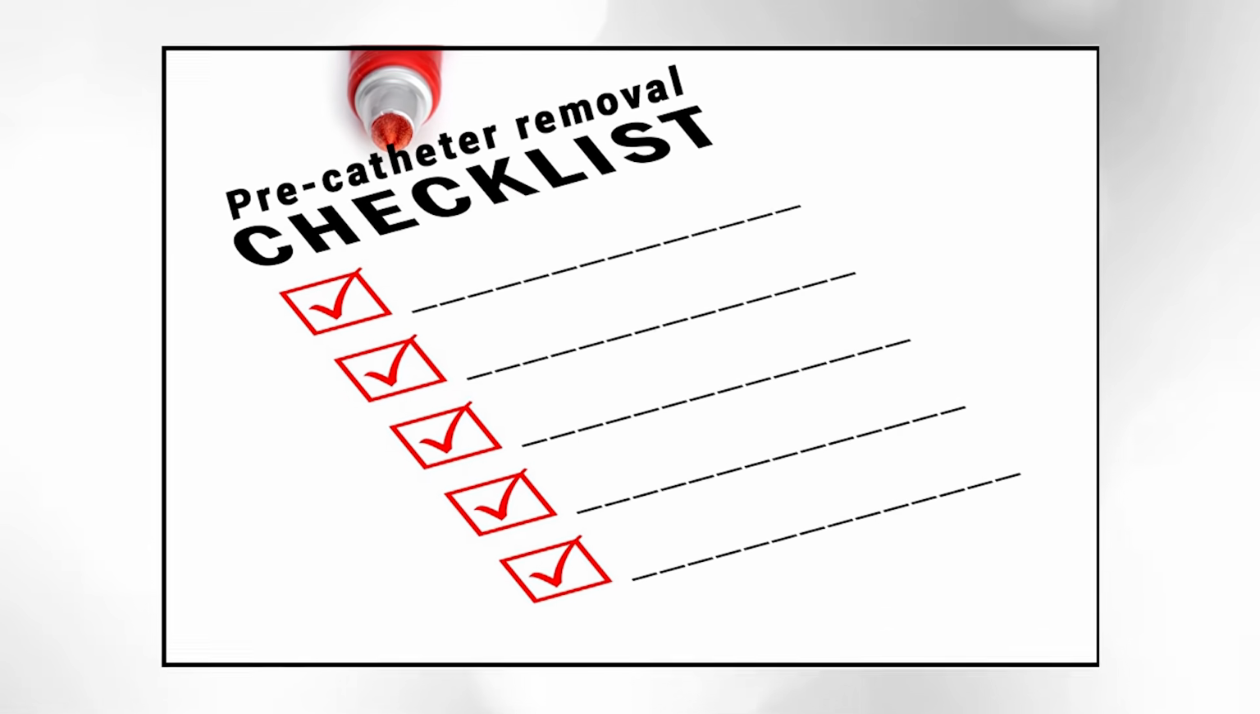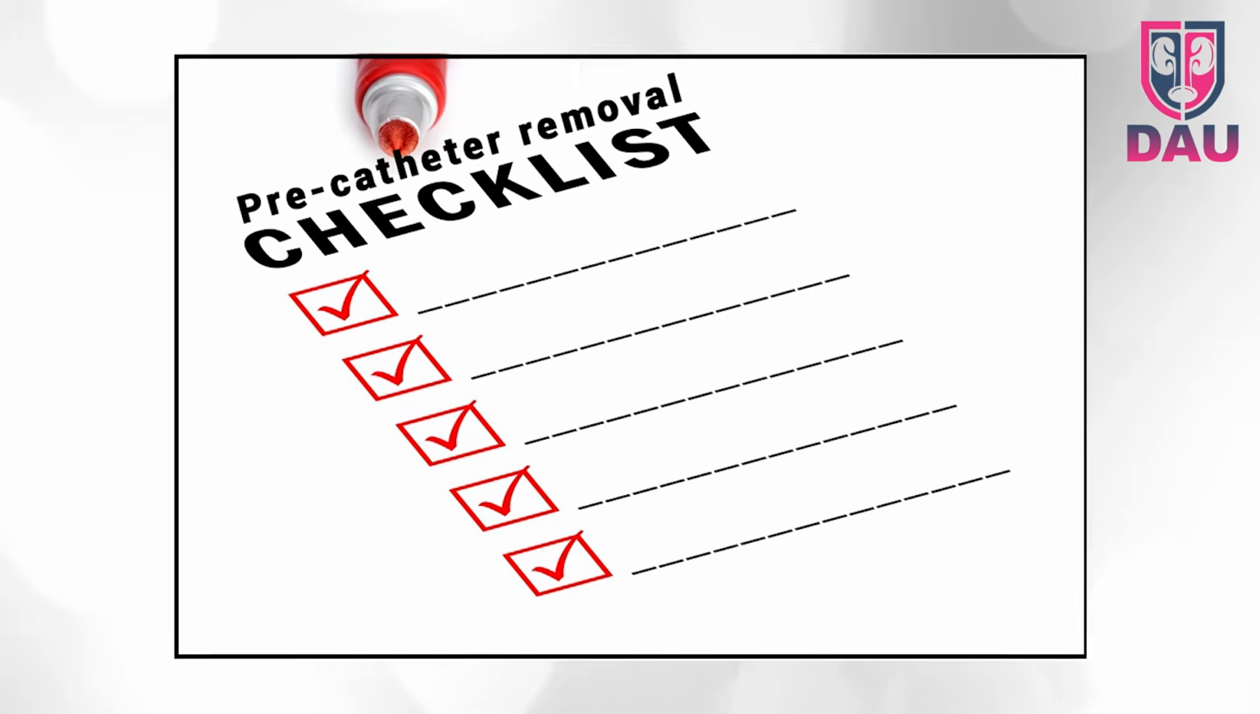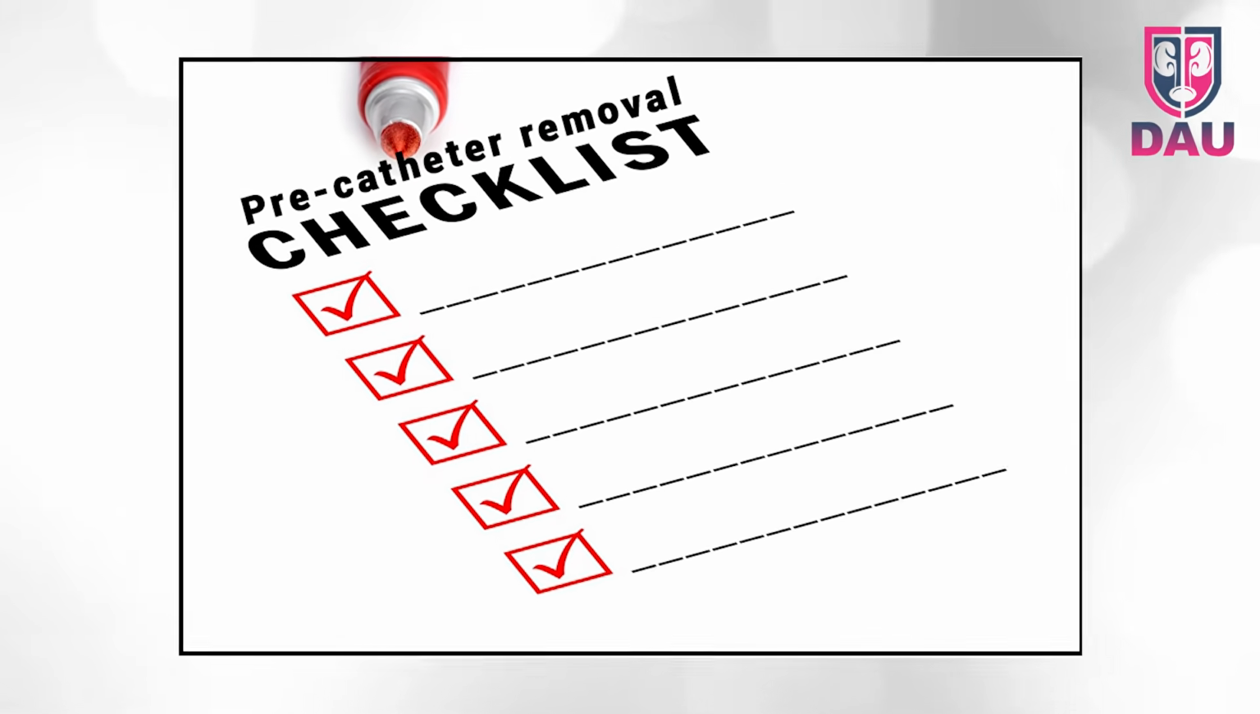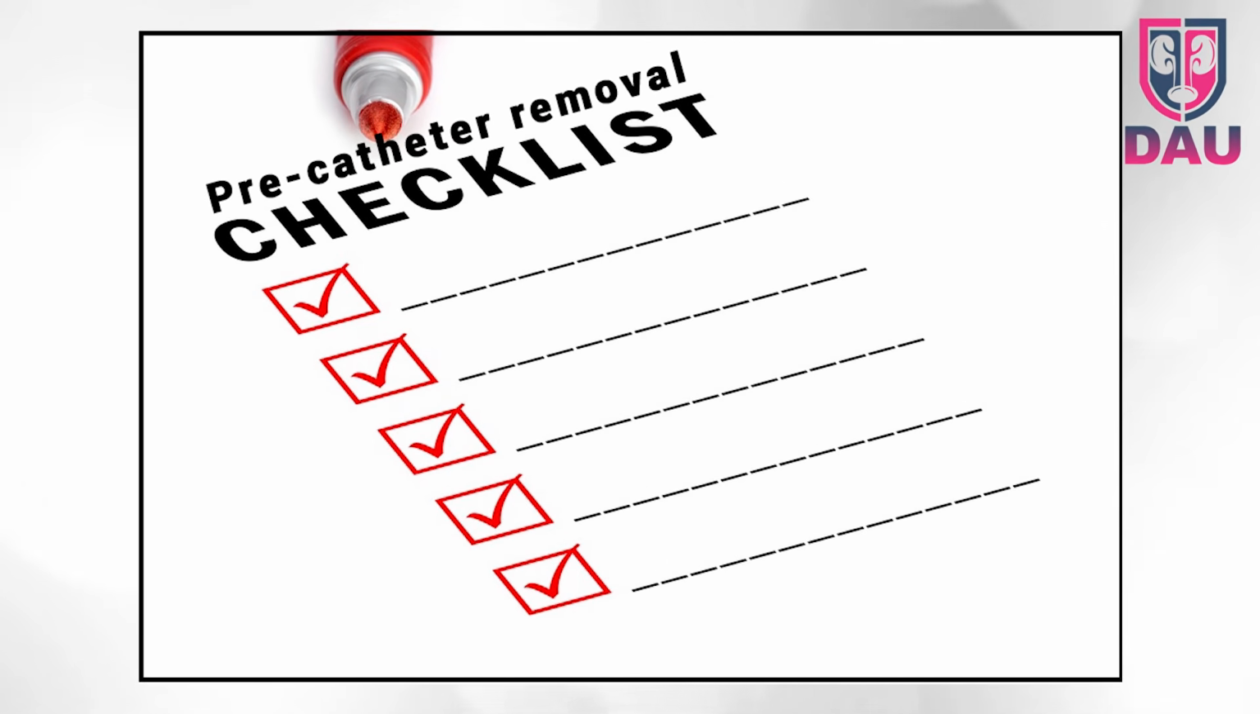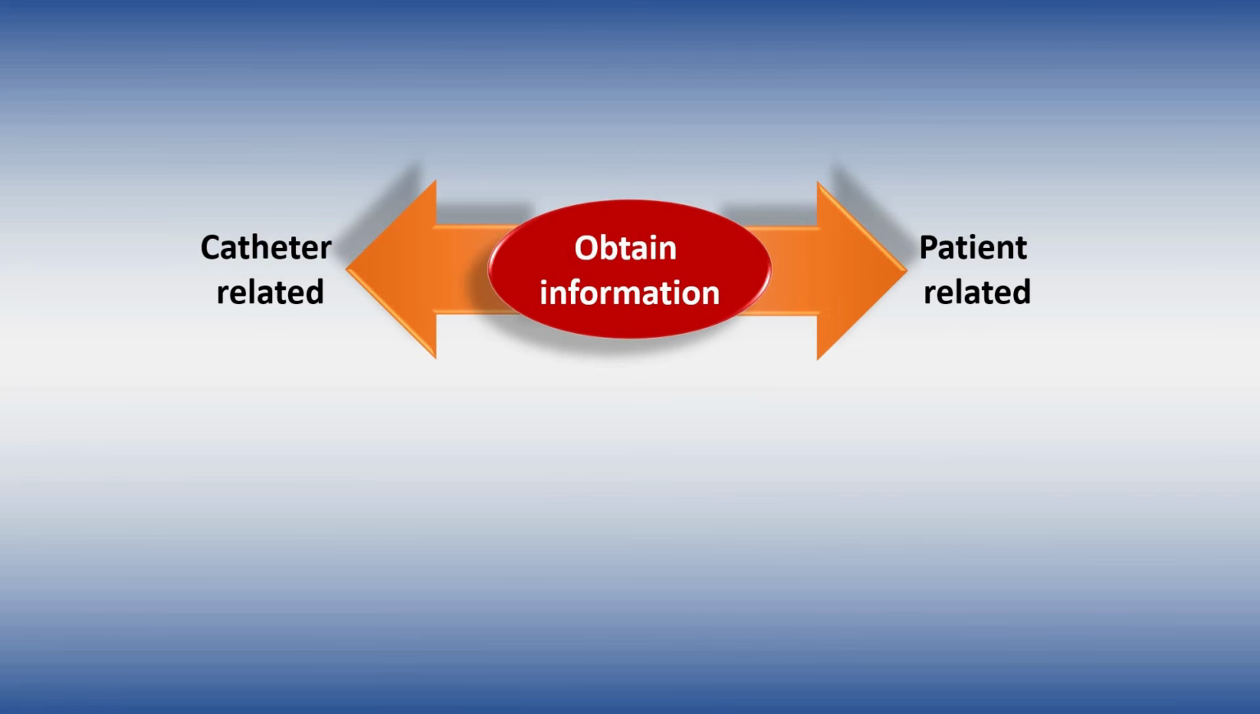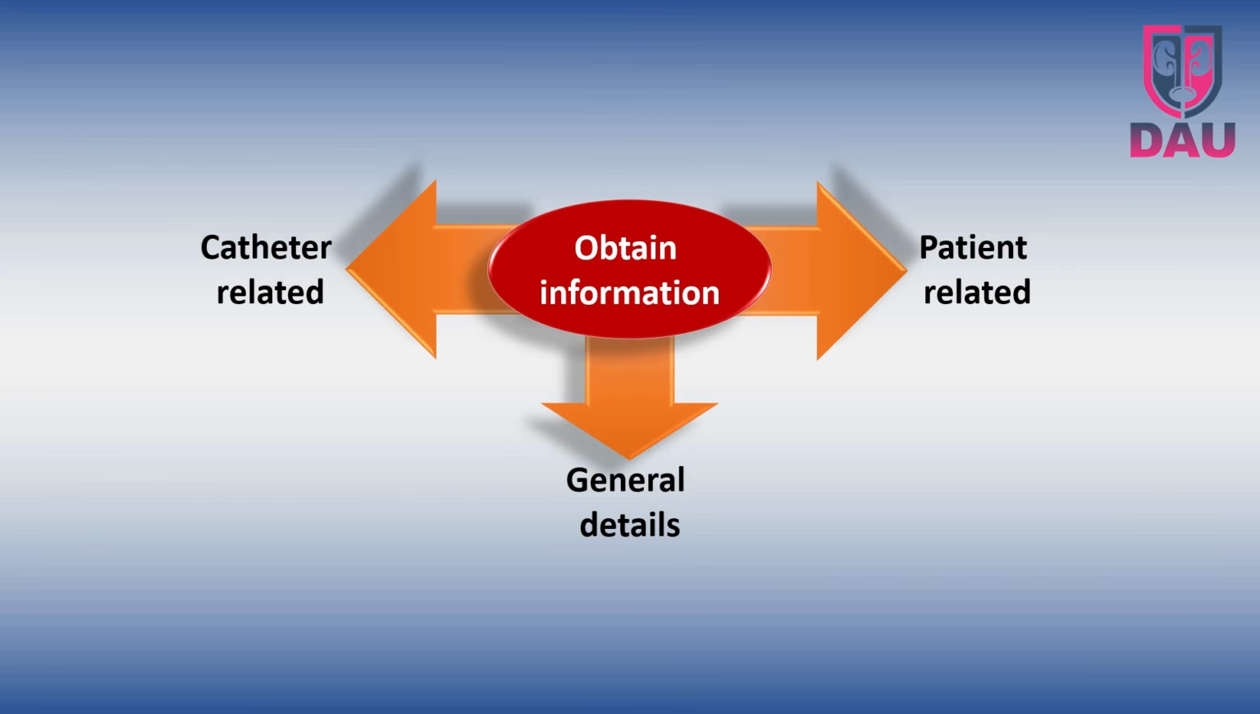What should this checklist comprise of? This is about obtaining information about three critical areas. Number 1, related to the catheter. Number 2, related to the patient as a whole. And number 3, some general details about the whole matter.